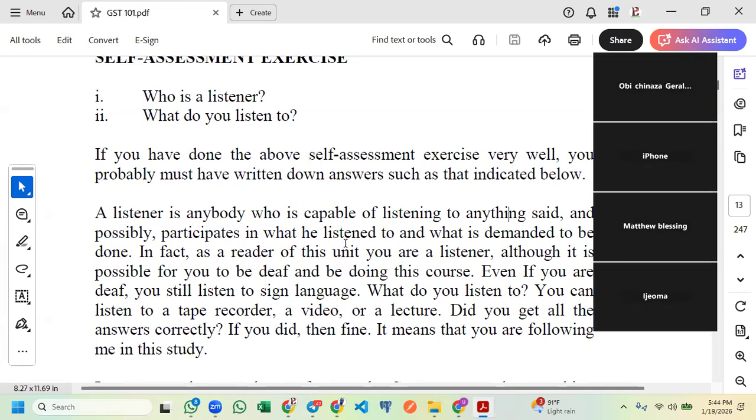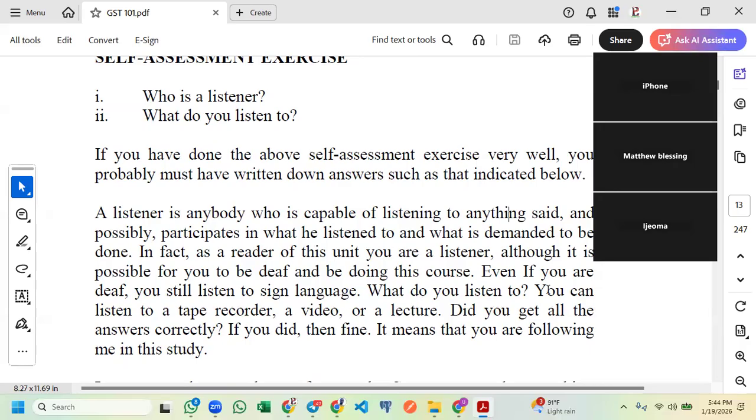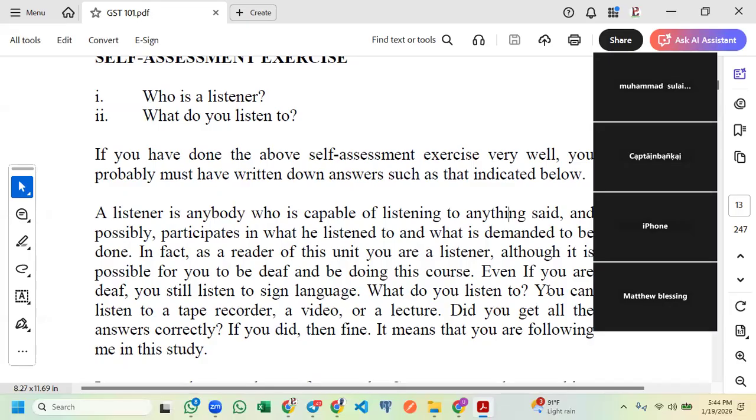What does it mean that a listener is capable of listening? It's not something hard. He has the ability to listen, comprehend, and analyze whatever is being said. Listening has to do with receiving information and passing information. Okay, thank you very much.